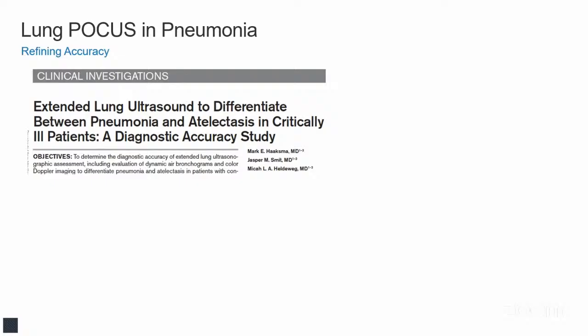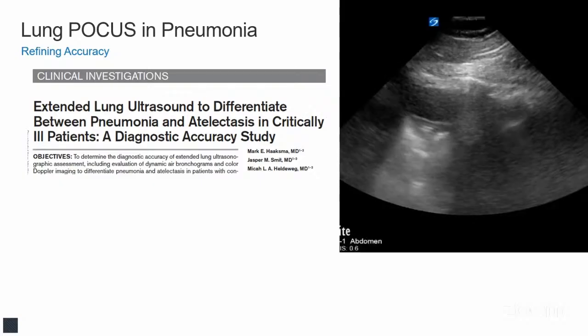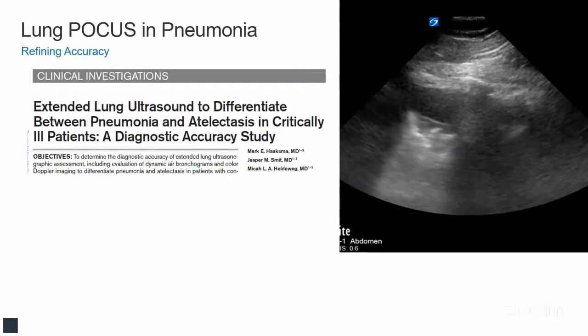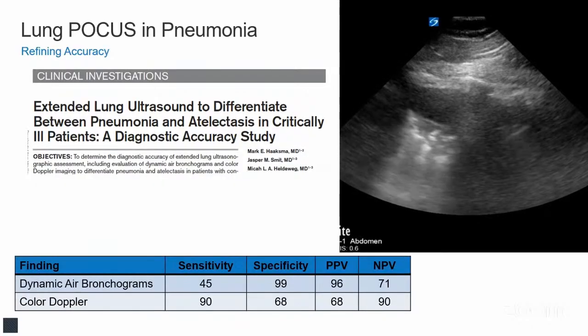Beyond that, one of the hardest questions that I sometimes am faced with is this opacity on a chest radiograph: is it infectious, or simply a matter of a patient being supine for too long and having atelectasis? And this study said, hey, can we use a couple of different findings to differentiate this? And you can see here an example of a patient with dynamic air bronchograms, which they found to be highly specific for pneumonia in comparison to atelectasis, with a specificity of 99% in their analysis.